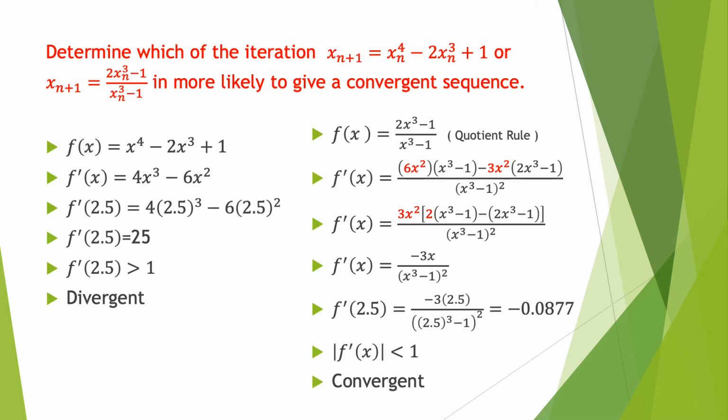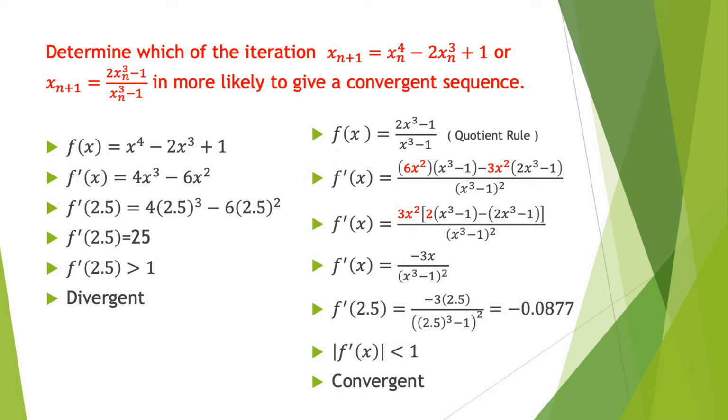For the following solution, we want to determine whether the given iterations give a convergent or divergent sequence. So we have to differentiate the iteration with respect to x, and then substitute the initial value x = 2.5 into the derivative. If the modulus of the derivative is less than 1, it means there is a convergent sequence. If greater than 1, there is a divergent sequence.